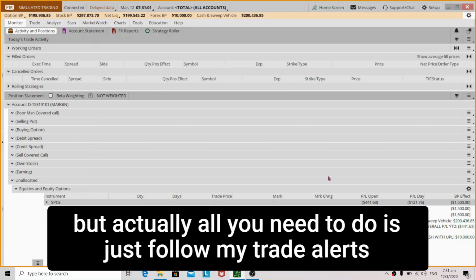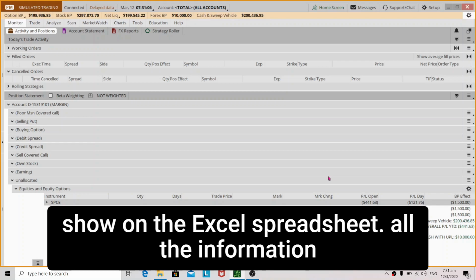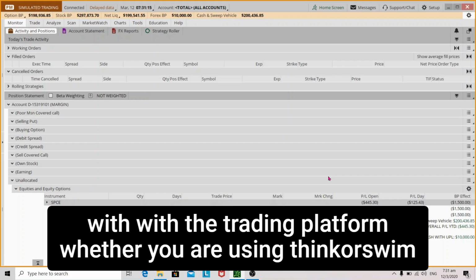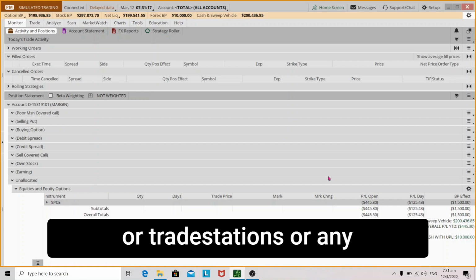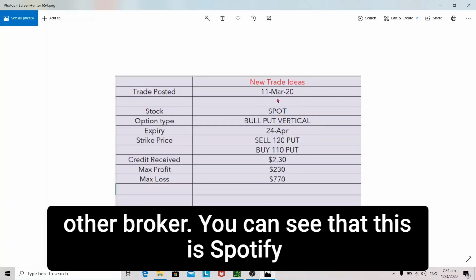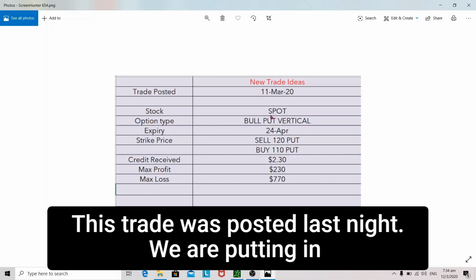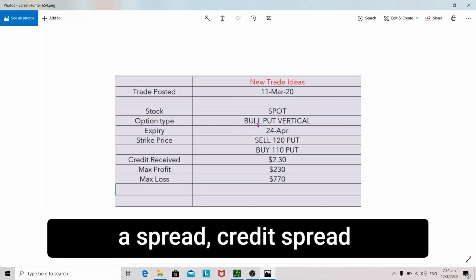But actually, all you need to do is just follow my trade, and the Excel spreadsheet has all the information details. The problem is you need to familiarize yourself with the trading platform, whether you're using Thinkorswim, TradeStation, or any other broker. You can see that Spotify's ticker symbol is SPOT. Now we are going to put in the trade that was posted last night, 11 March, and we're going to put in a credit spread.